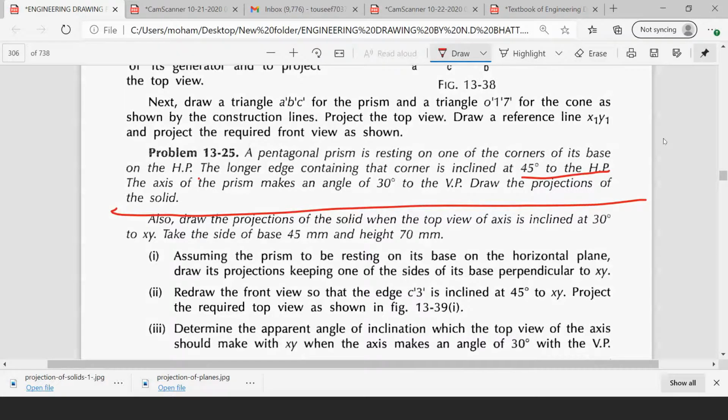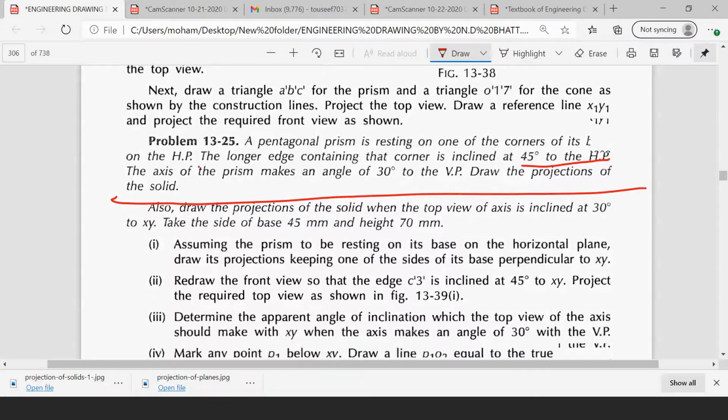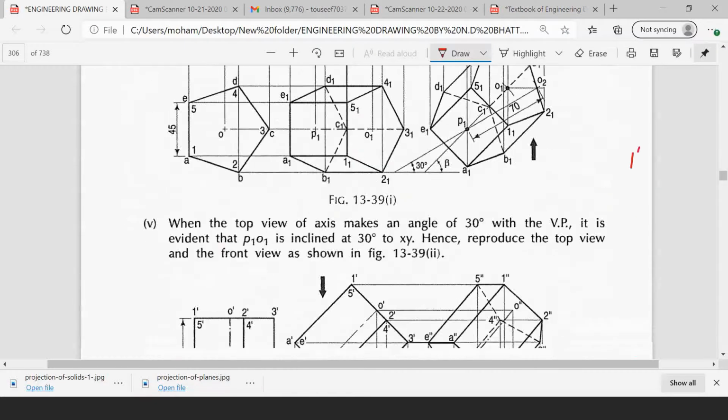Okay, the pentagonal prism is resting on one of the corners of its base on the HP. The longer edge containing that corner is inclined at 45 degrees to HP. The axis of the prism makes an angle of 30 degrees to the VP. Draw the projection of the solid. How will you draw this one? See here. He has given a problem.